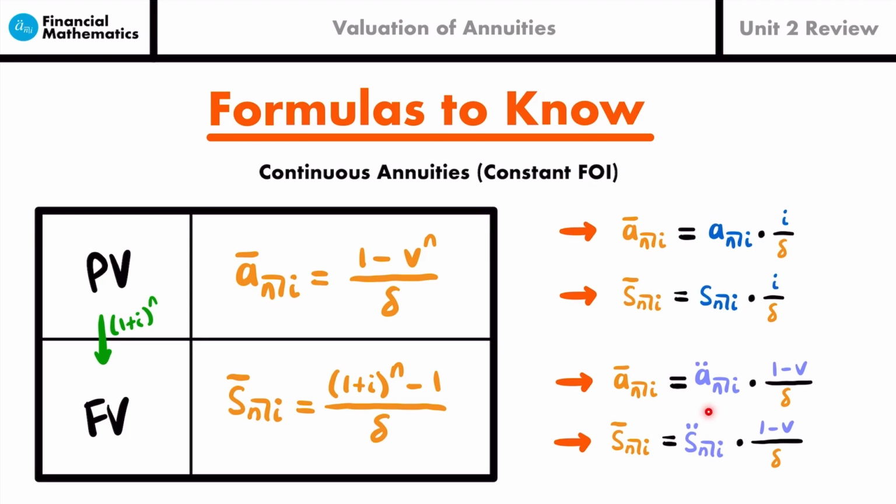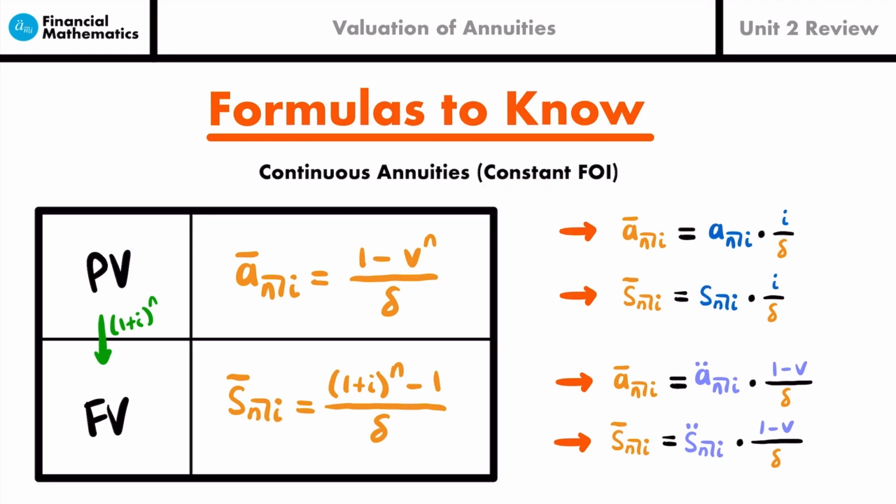So these relationships are true. These are just some alternate ways of calculating a continuous annuity if you don't want to use these formulas, but really it's the same thing anyway. I just thought I would include these here so that you have some different options on how to calculate a continuous annuity when working with a constant force of interest.